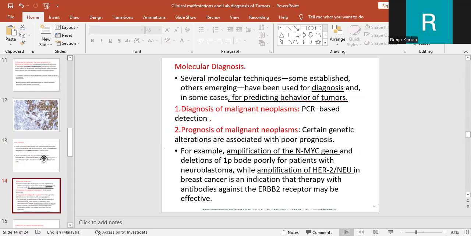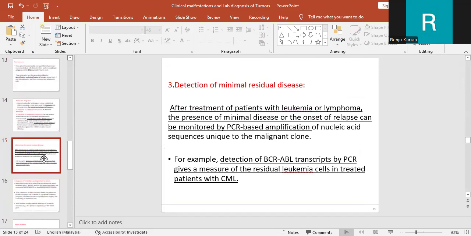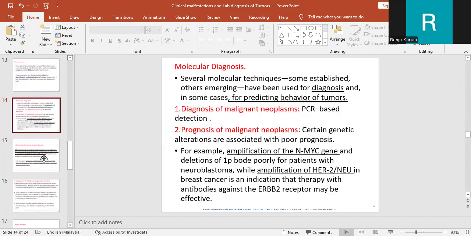Molecular techniques are used for diagnosis of cancers. An important molecular technique employed is PCR. The uses are for diagnosis of malignant neoplasms, for detecting the prognosis of malignant neoplasms, and for detection of minimal residual disease. PCR is employed for diagnosis of leukemias and lymphomas. Amplification of N-MYC and C-MYC genes are used for identification and assessing the prognosis of cancers. An example is that amplification of HER2 carries a bad prognosis in breast cancer.